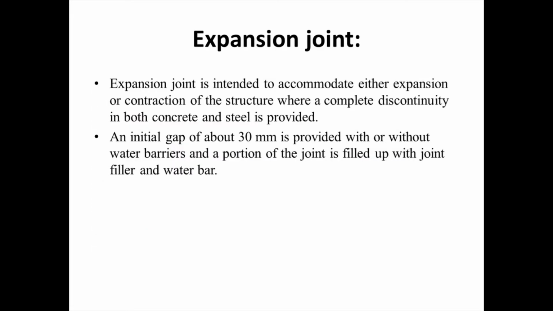Expansion joint. Same thing as contraction, this is expansion. Expansion joint is provided about every 30 meters, with a 30 mm gap, with or without water barriers, and the portion of the joint is filled up with a joint filler and water bars.